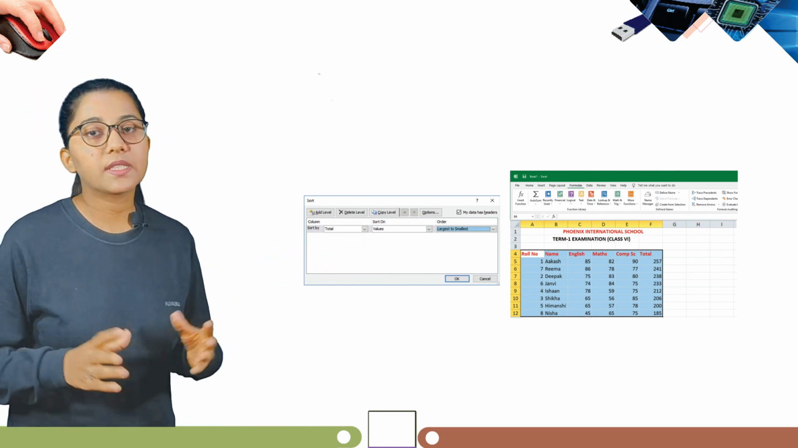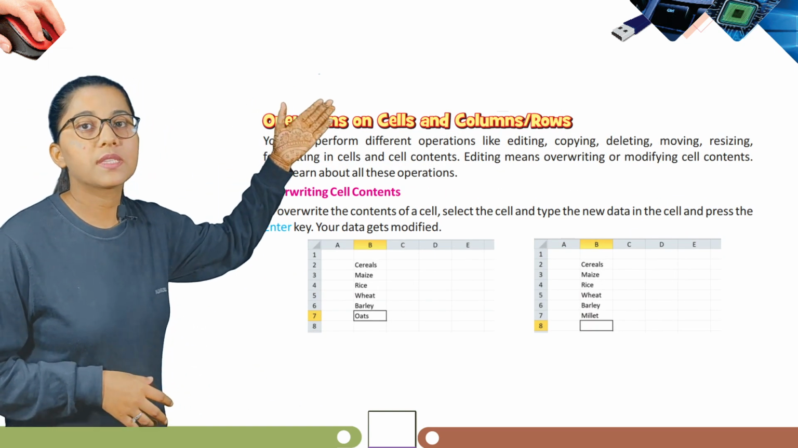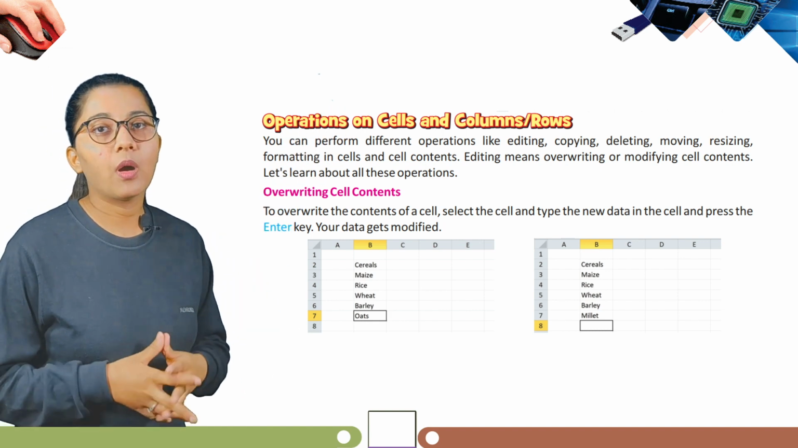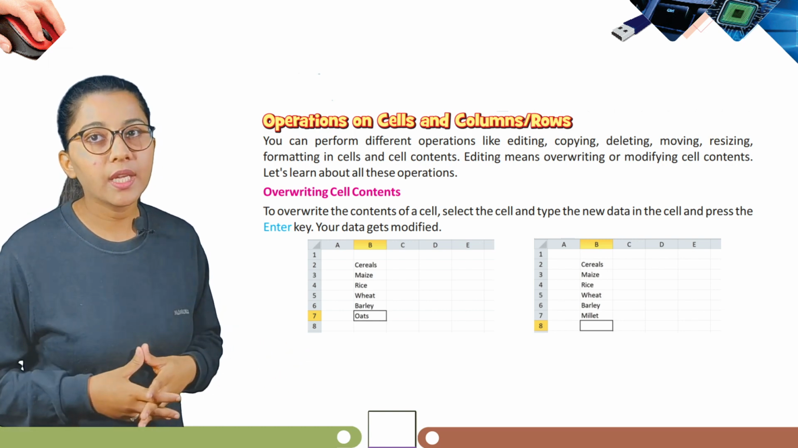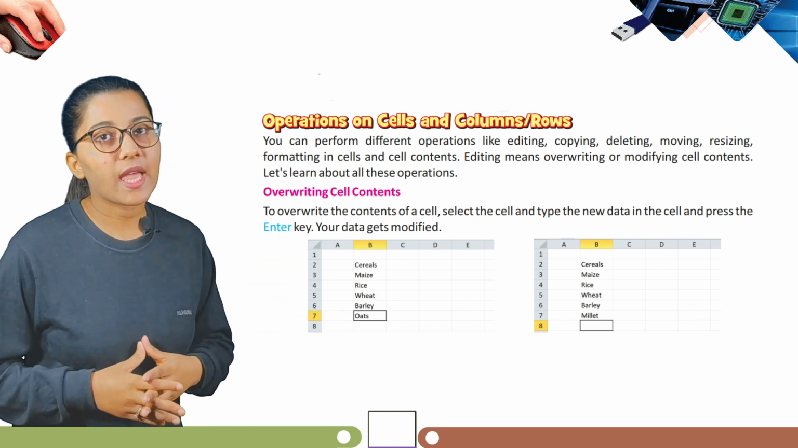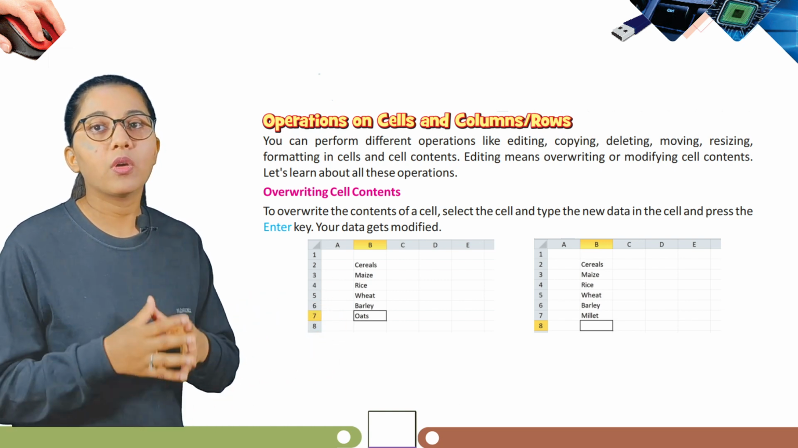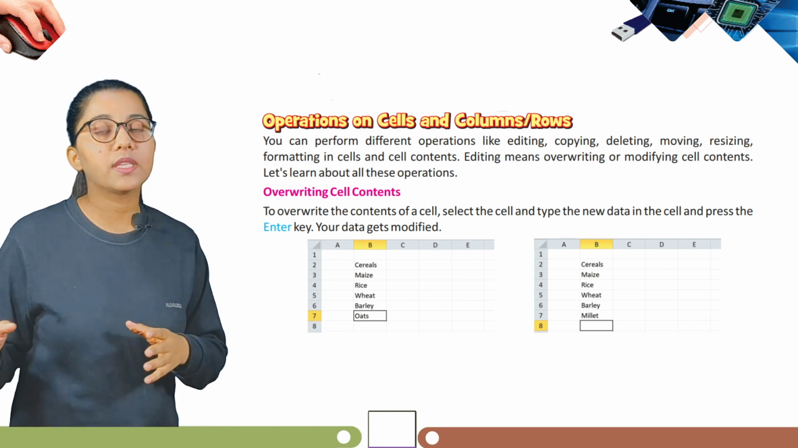Now students, let's start our new topic, that is operations on cells and columns or rows. You can perform different operations like editing, copying, deleting, moving, resizing, formatting in cells and cell contents. Editing means overwriting or modifying cell contents. Let's learn about all these operations.